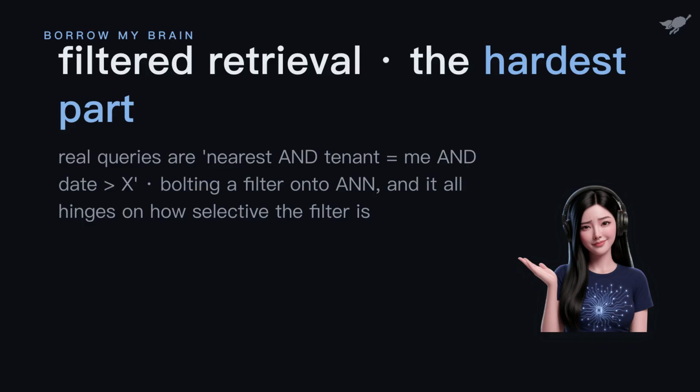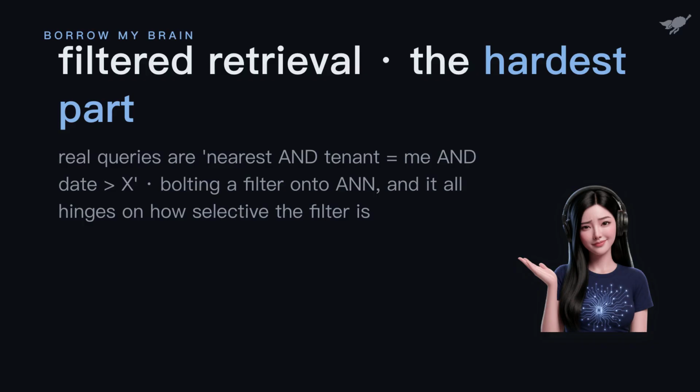Two ways to play it. Post-filter. You run the ANN search first, then throw out whatever doesn't meet the condition. For a loose filter, that's fine. But once the filter gets selective, the genuinely nearest ones mostly aren't your tenants, so you filter the top 50 and almost nothing survives. You come back empty-handed.